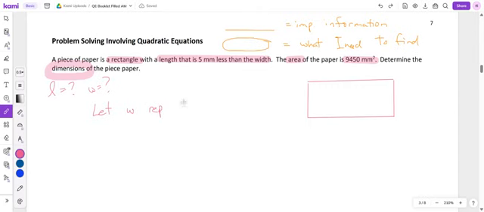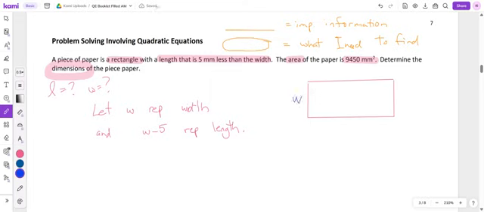Let W represent the width and W minus 5 represent the length. Now, how did I get to that? Sorry, I'll slow down. On my picture, I'm like, okay, they're not saying anything about the width, so I'll make the width just the width.